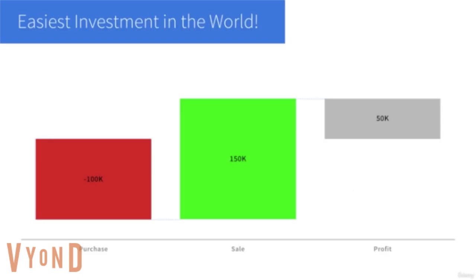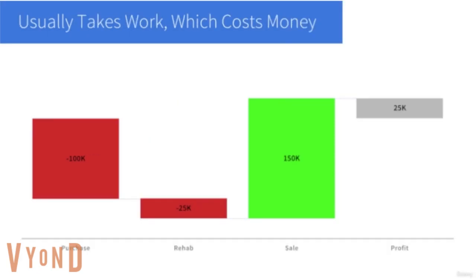So let's take a look at an example of the cash flow. Let's look at the easiest investment in the world. You buy it for $100,000 and then you sell it for $150,000 for a $50,000 profit. Well, that is pretty easy, but we know that it's not that easy in real life because in order to make a profit like that, maybe you have to do some work, right?